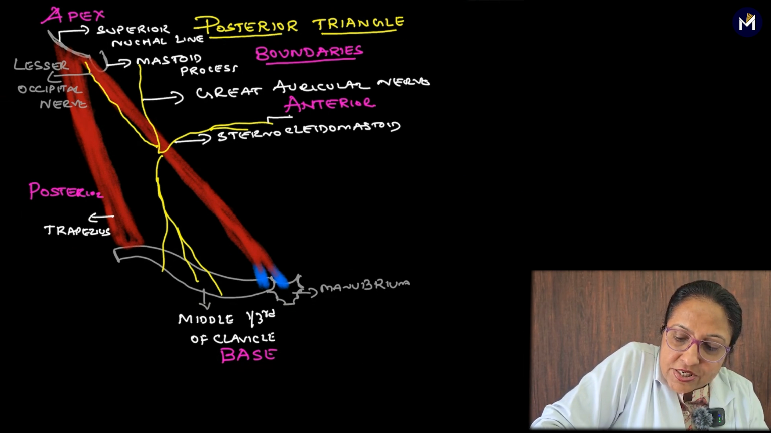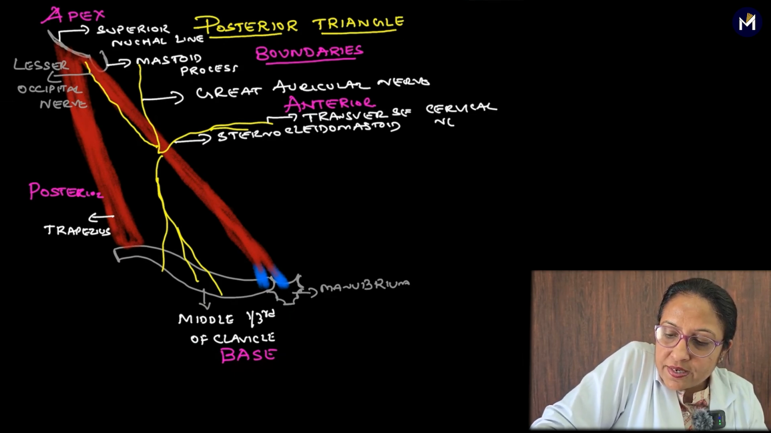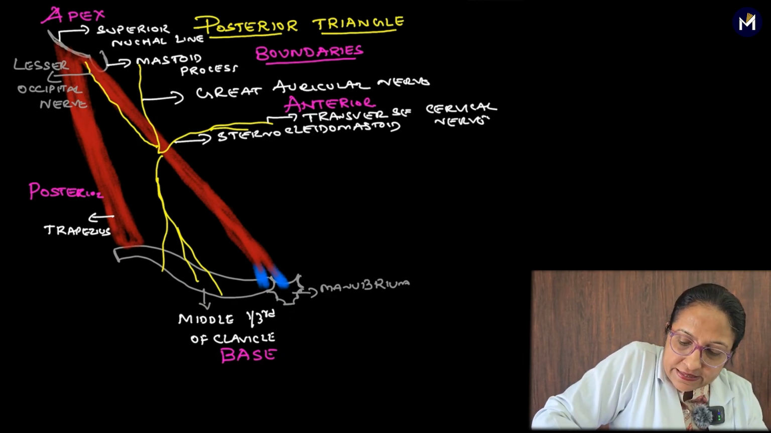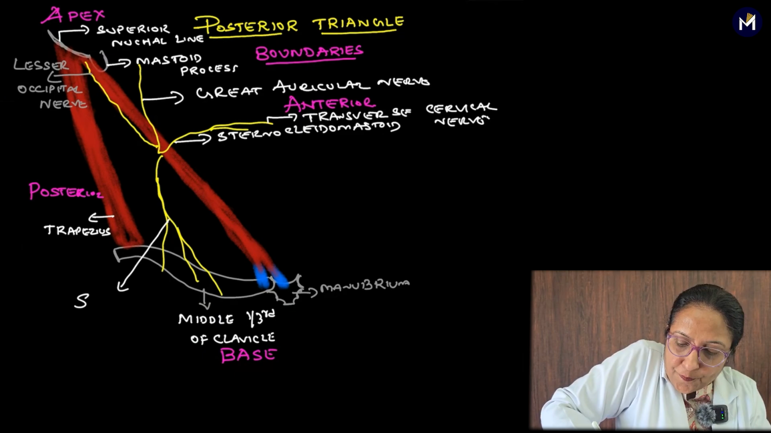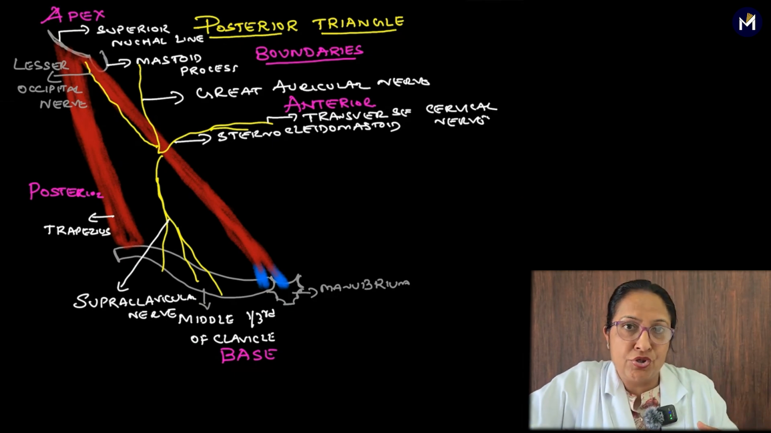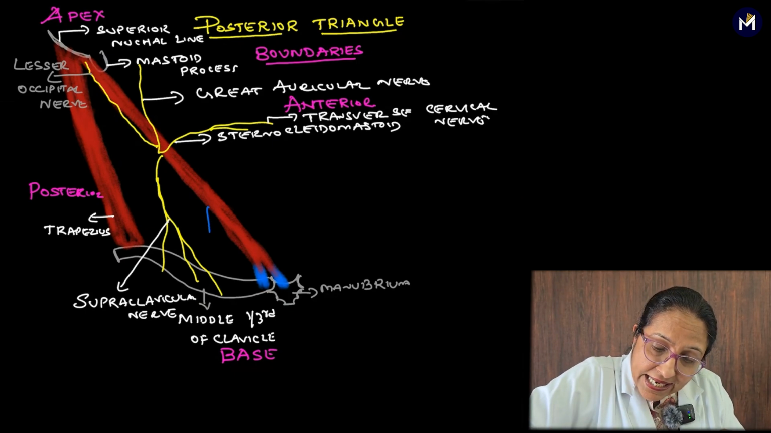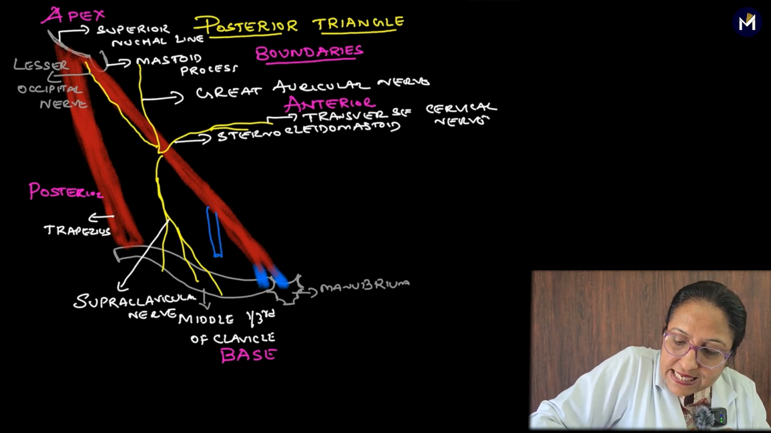This is transverse cervical nerve and these are supraclavicular nerves. Apart from the cutaneous nerves that form the roof, we also have external jugular vein. So label this as external jugular vein.